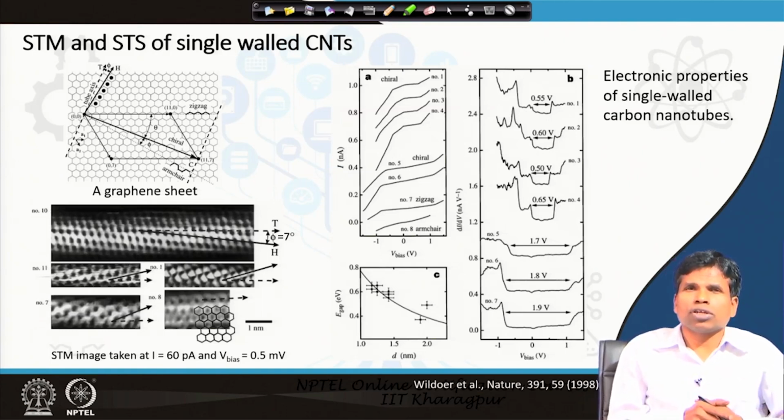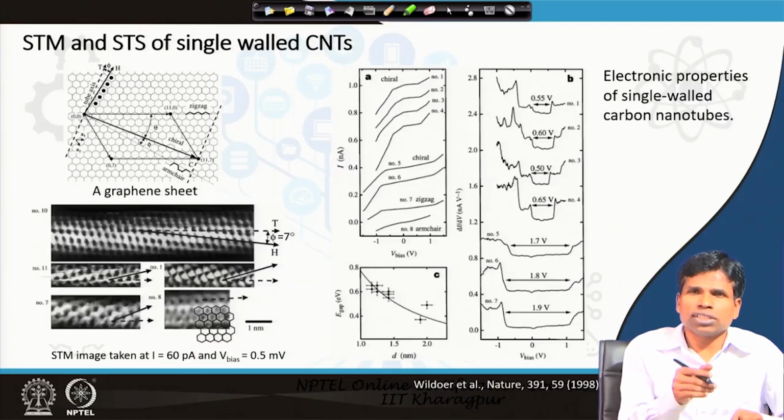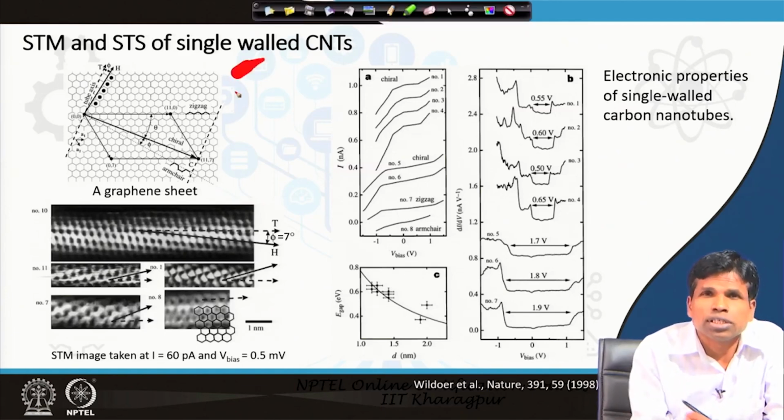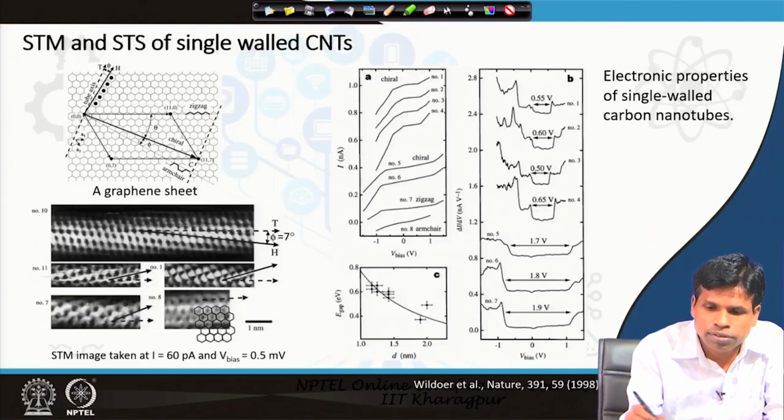So, this kind of study, whether a single-wall carbon nanotube is a metallic nanotube or a semiconducting nanotube, can be done exclusively by scanning tunneling microscopy, because all other available techniques cannot pinpoint one single nanotube and study its electronic structure, and also its band gap, etc. In this particular case, what we see here is a graphene sheet.